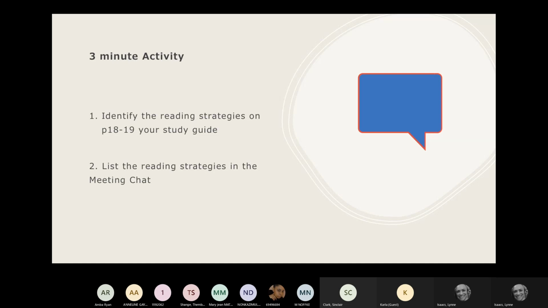But the reason I put 3 minutes there is because I want you to understand it's going to be a quick activity. So in your study guide, I'd like you to turn to page 18 and 19. That's study guide 501 for the module. So you're going to go to pages 18 and 19. And what I want you to do is list the reading strategies that you find on those 2 pages, on pages 18 and 19 in your study guide, in the meeting chat.